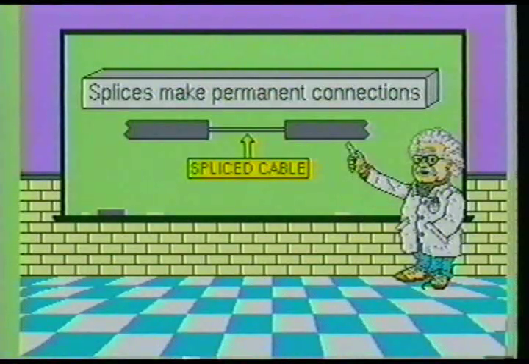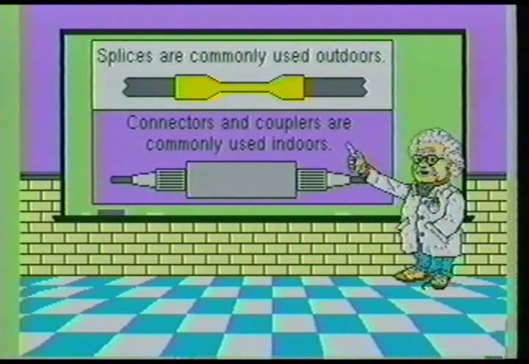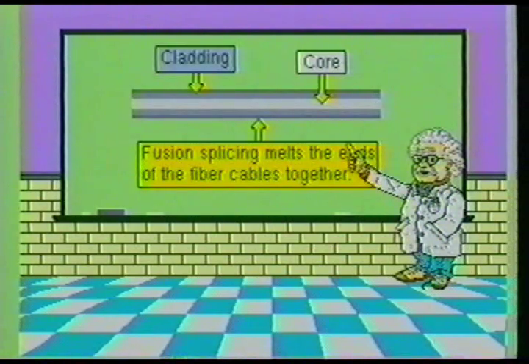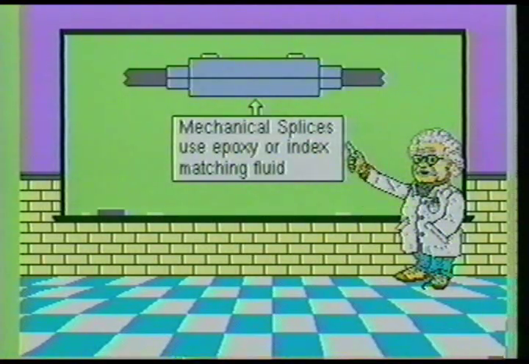Splices are used to make permanent connections between fiber ends. Splices are generally used outdoors, while couplers and connectors are generally used indoors. The two most common types of splices are fusion and mechanical. Fusion splicing actually melts the fiber ends together. Mechanical splicing does not fuse the fiber ends together. Instead, an epoxy is generally used to hold the fibers in place.